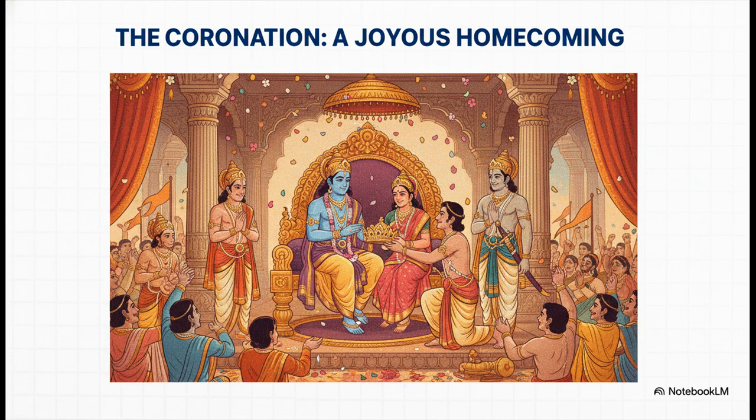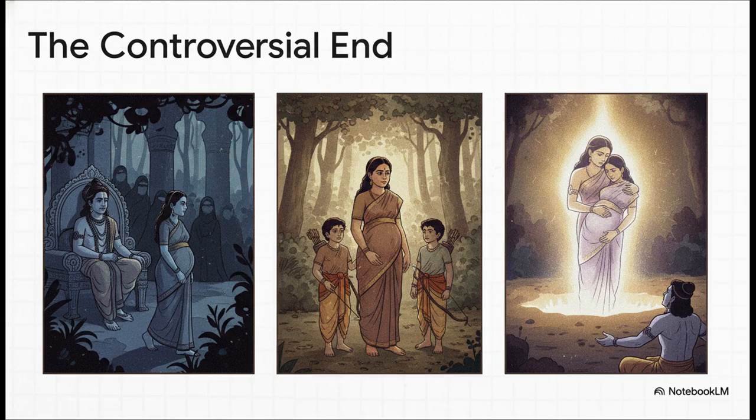But is it? See, for a lot of people, that's not where the story ends. There's a final book, the Uttarakhanda, which some scholars think was added on later, that gives us a much more tragic and controversial ending. To stop his people from gossiping about Sita's purity after she was captured, Rama makes a heartbreaking choice. As king, he feels his duty is to his people, and so he banishes his own pregnant wife.